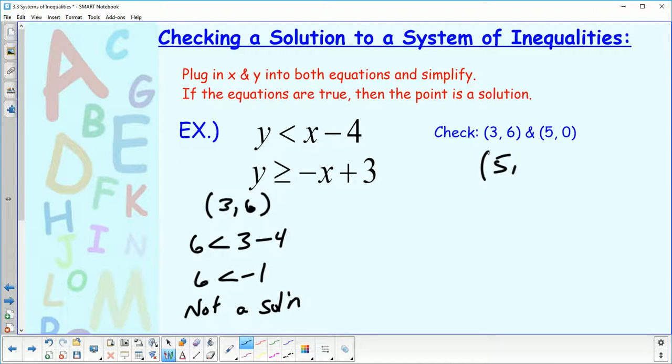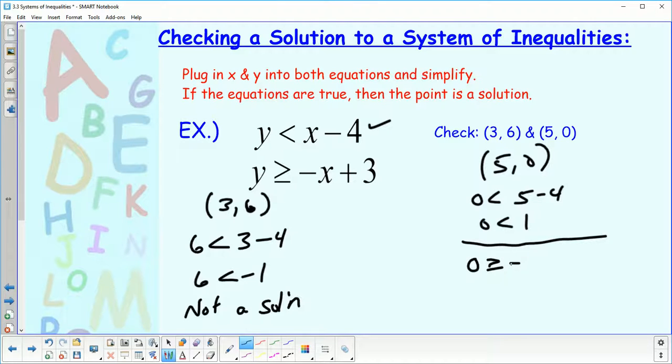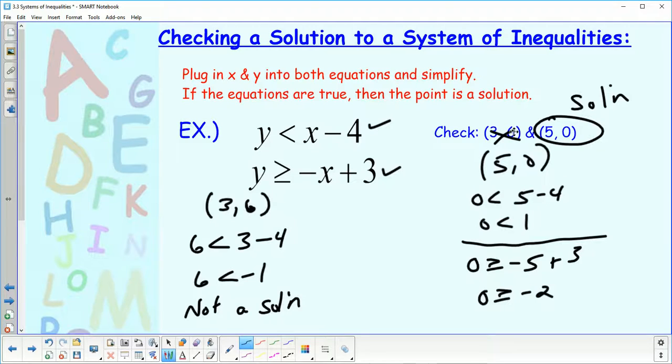Over here, let's try 5, 0. If I plug that into the first one, I'm going to have 0 is less than 5 minus 4, and that says 0 is less than 1. So it is a solution for that first inequality. We need to make sure we check the second inequality as well. So same idea. I plug in 0 for y, greater than or equal to. Now I have a -5 for x because of that negative sign, and plus 3. And simplifying that, I get 0 is greater than or equal to -2, which again is a true statement. So that tells us that 5, 0 is a solution. Okay, where 3, 6 was not a solution.